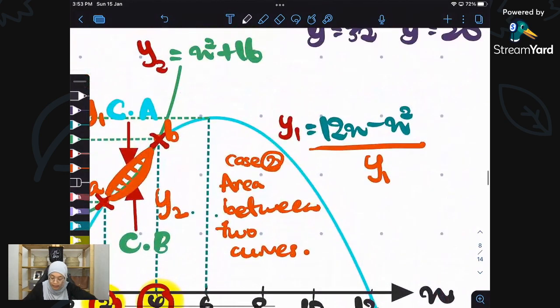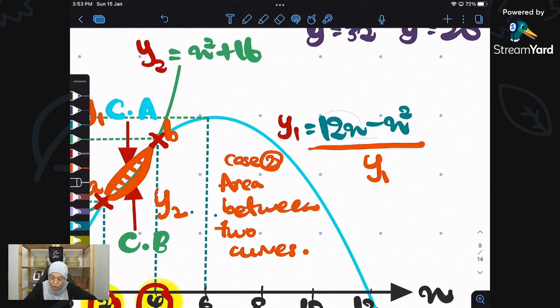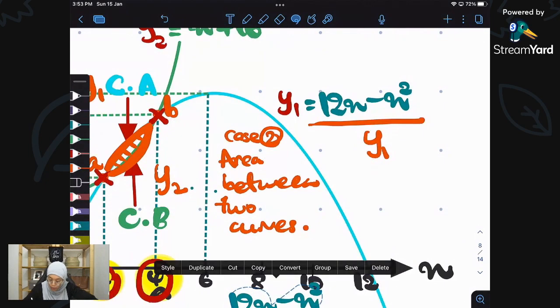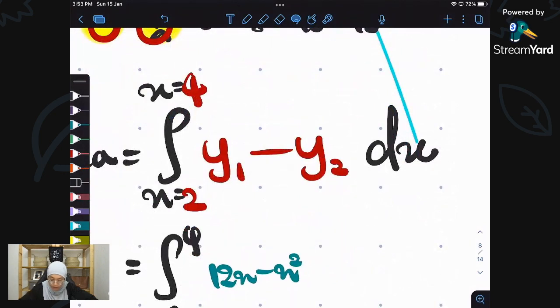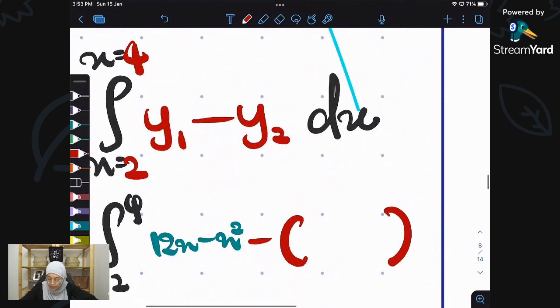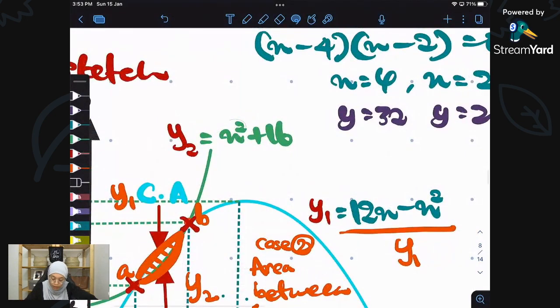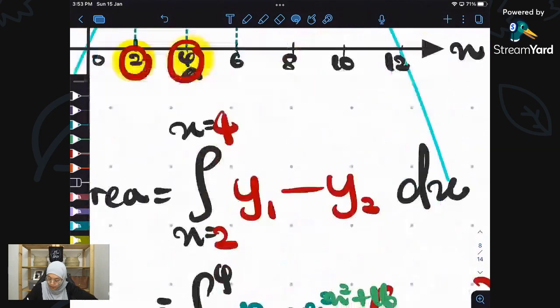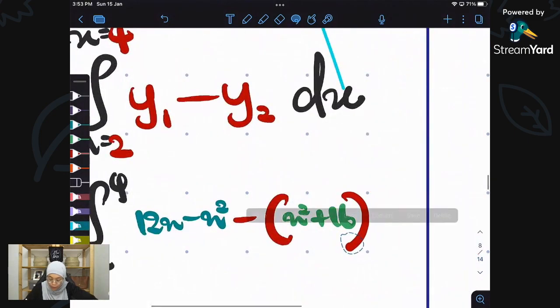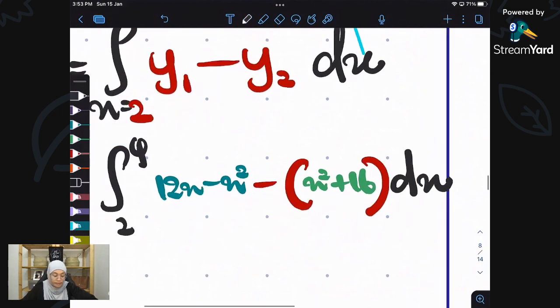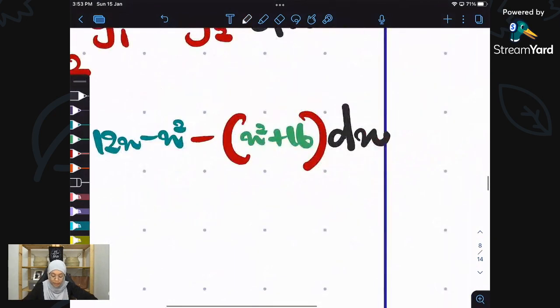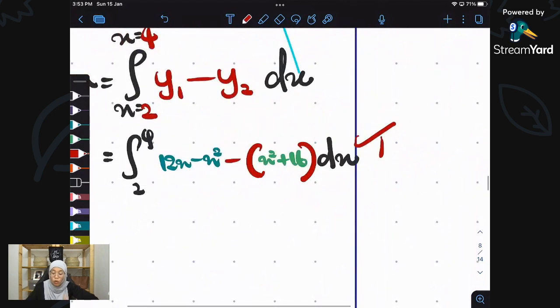Y1 saya tadi adalah yang biru cair ini. So 12x minus x squared, I duplicate it here. This is my function. Then I will minus it with, so I put a bracket ya. I wajib letak bracket sebab my y2 here is x squared plus 16. And then I tutupkan dia dengan my dx. Alright, so it's perfect already. This will give you 1 perfect mark. Because why? Because you tahu siapa yang tolak siapa. So it's very, very important to know siapa yang patut tolak siapa.